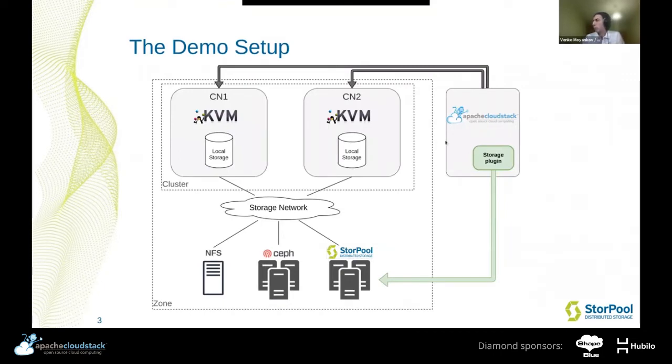So for the demo today, we have this setup. We have one Apache CloudStack management server and two KVM hypervisors called CN1 and CN2, from Compute Node 1 and Compute Node 2. They are in the same cluster. And we have three shared primary storages: NFS, Ceph cluster, and StorPool cluster. Also, on each of the two hypervisors, there is a local storage that is also enabled.